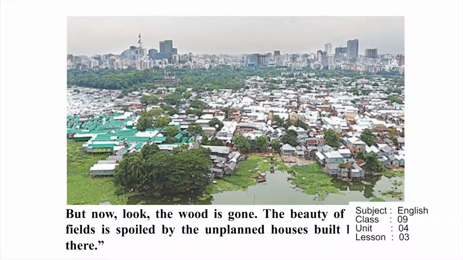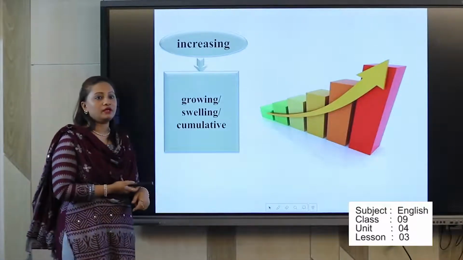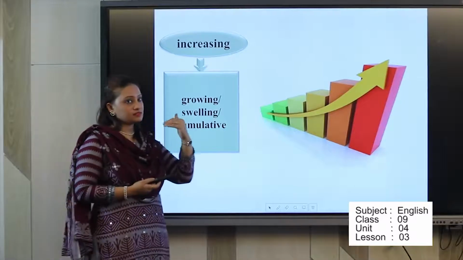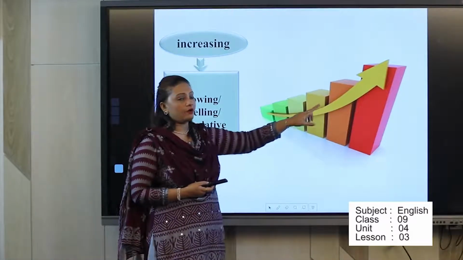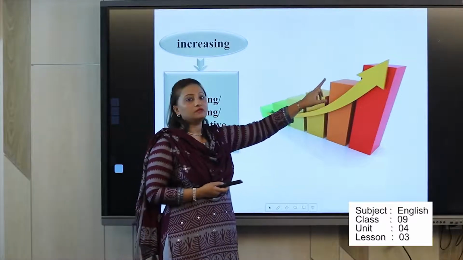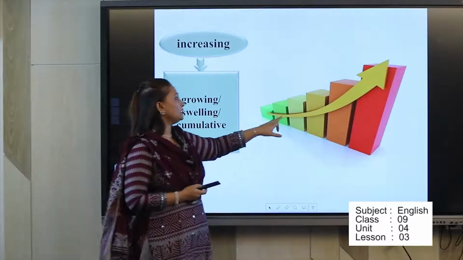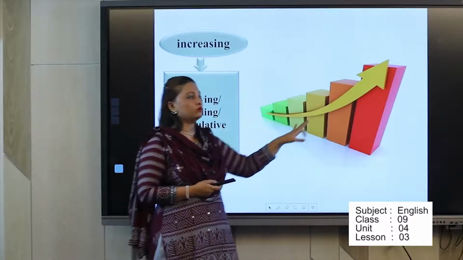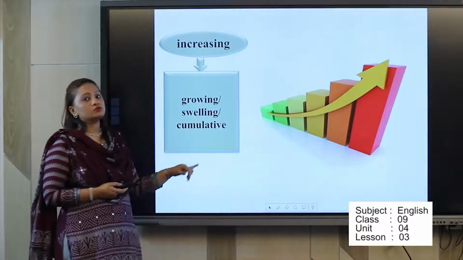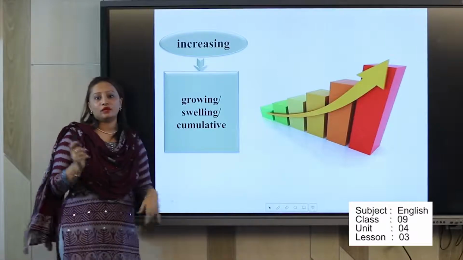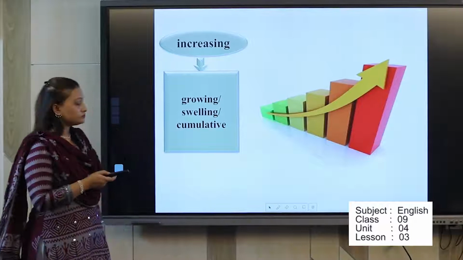So our next picture or next word is increasing. Increasing means growing, that means aste aste upore jawa. From this picture you can see a little arrow that is going on in the bigger size. So you can see what is the meaning of increasing. Choto theke boro, mane aste aste bere otha. So the word meanings are growing, slowing, and cumulative. So if you don't know the other words, you can write them in your copy. So I think everyone is writing in their copy.